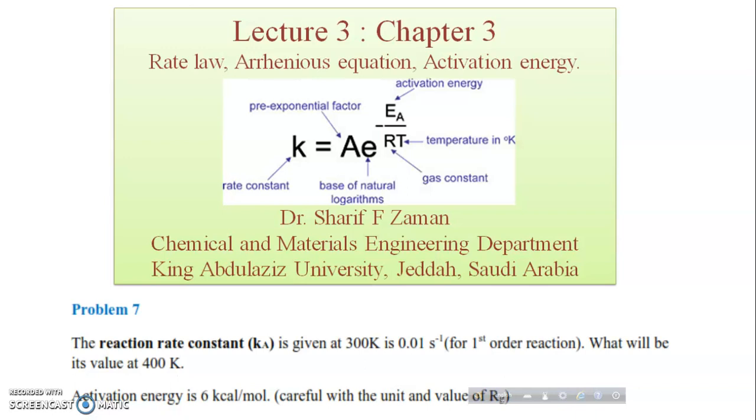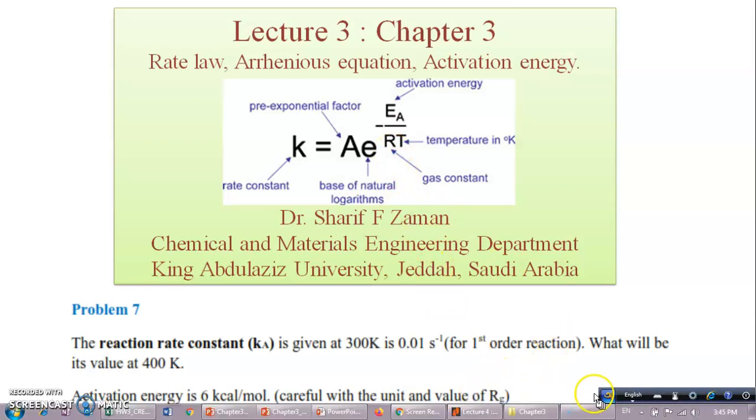So we know the value of Ka at 300 Kelvin and we need to find the value of Ka at 400 Kelvin. The information provided is that the activation energy for this reaction is 6 kilocalorie per mole. And we need to be very careful with the unit, because we also have the energy unit in the gas constant Rg. So the units should be unified. We'll see in the next pages how we deal with it.